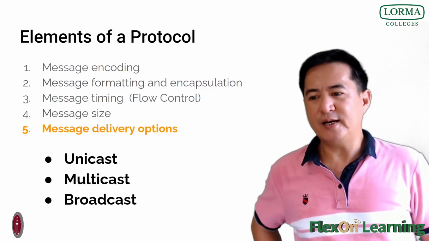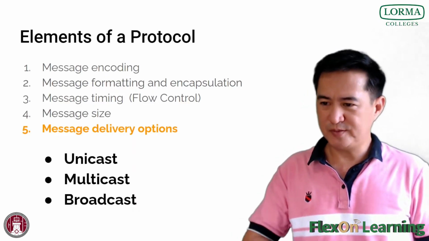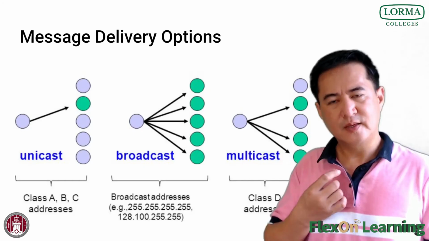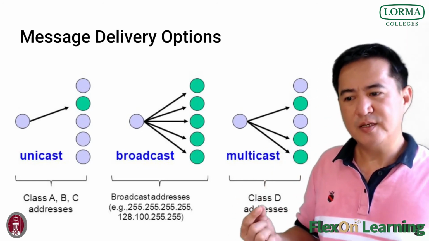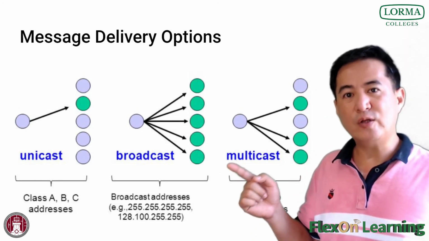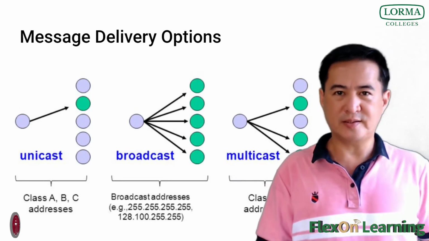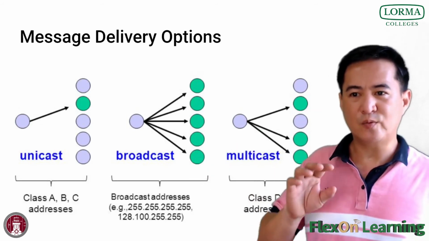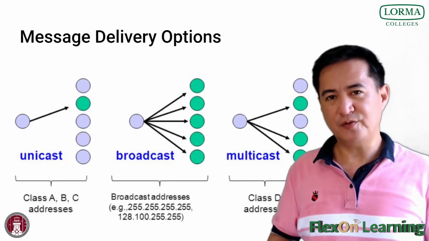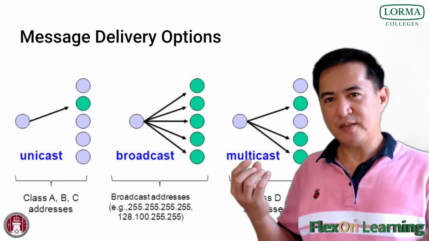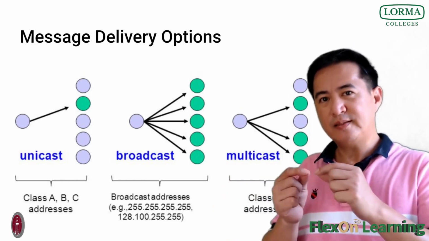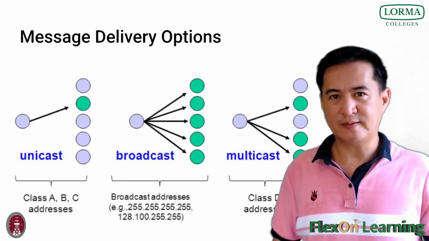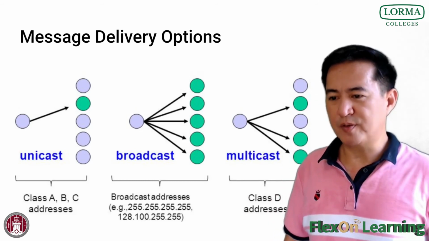And then finally, we have delivery options. The delivery could be unicast, multicast, or broadcast. If the delivery option is unicast, you have a sender and only one receiver among many receivers. One to one only. So one transmitter and then one receiver. And so if you ping computer A from computer B, then there is only one communication between computer A and computer B. It's very specific.